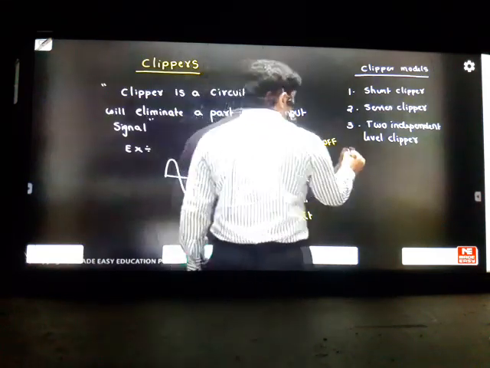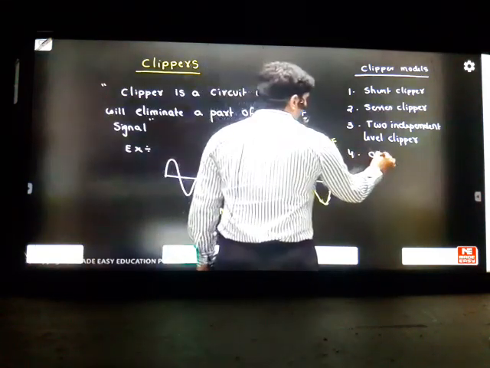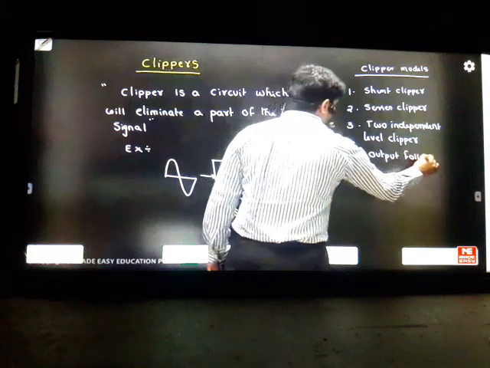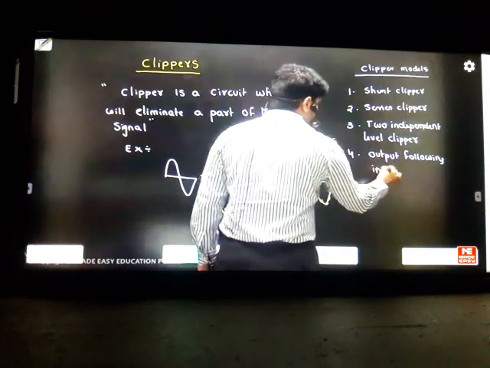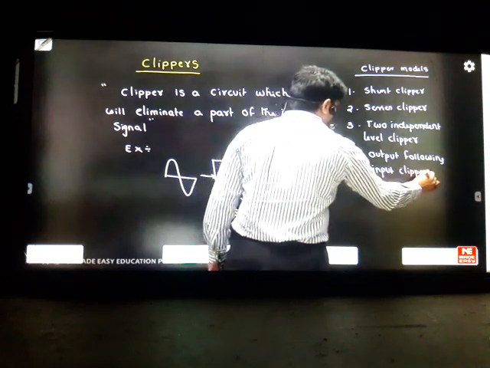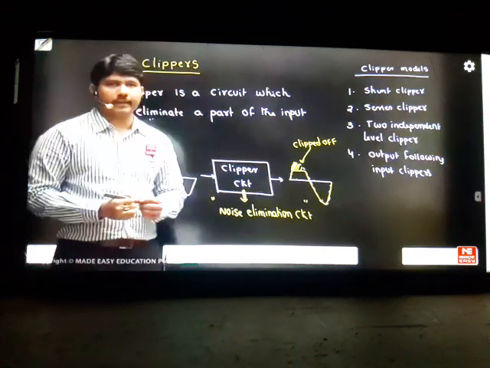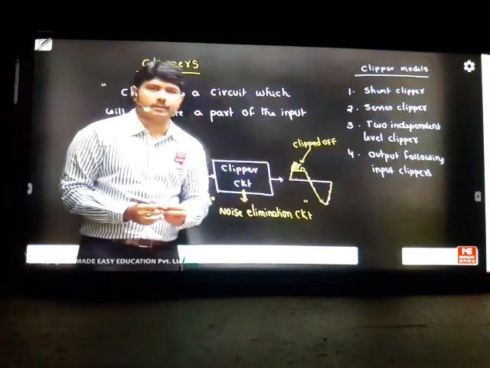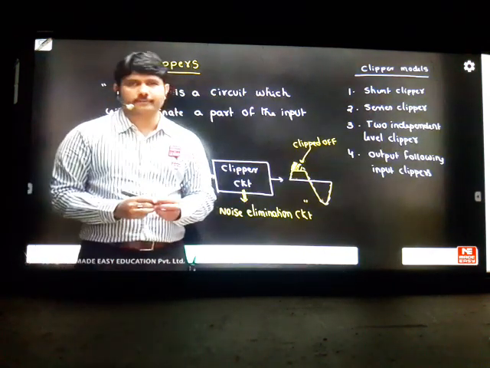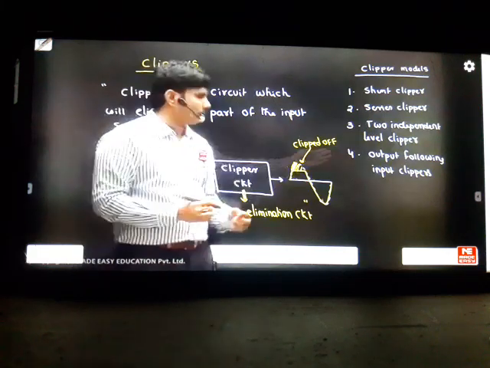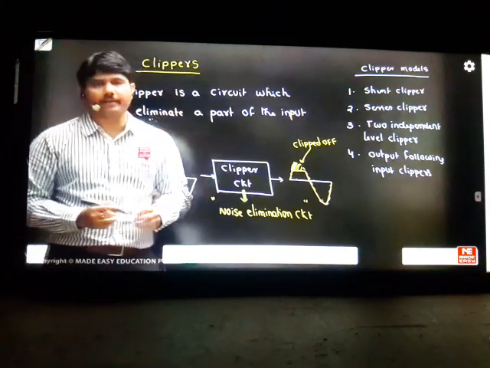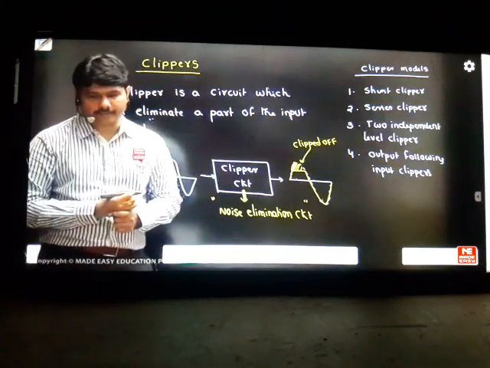Point number 4: output following input clipper circuits. What do we mean by output following input clipper? Suppose the noise is coming in the middle of your signal: above zero some noise is there, below zero some noise is there. If you want to eliminate that type of noise, we have a technique called output following input clippers. It will just eliminate the middle noise. That's a special design.